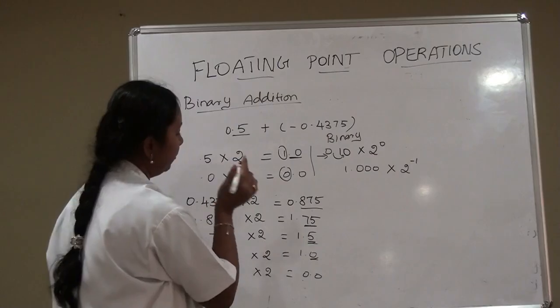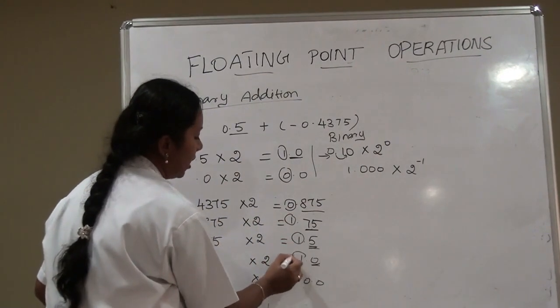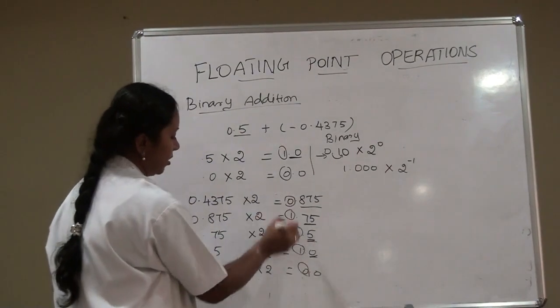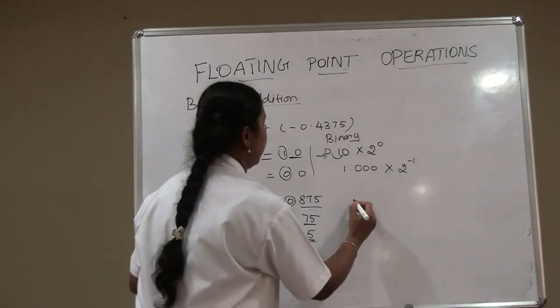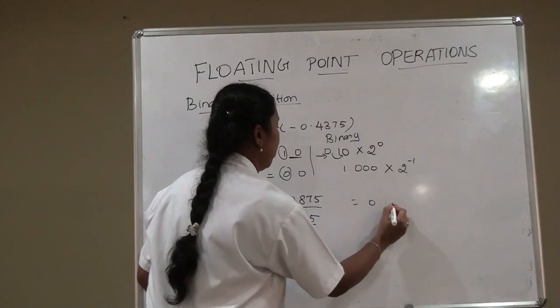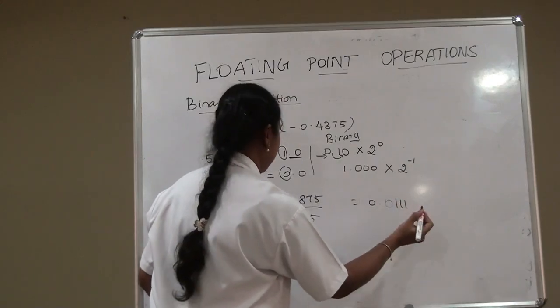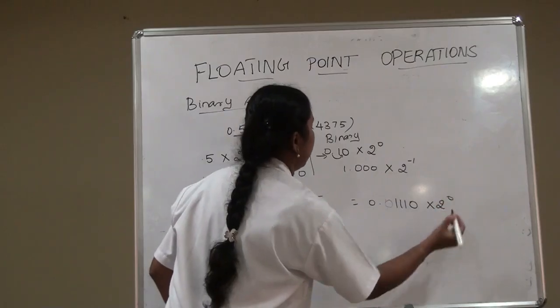So later, what I have to do is take all the numbers placed before the decimal point, and this is the binary representation of 4375, where I can represent it as 0 point. I have to take from the beginning. So 0, 111, 0 into 2 power 0 initially.